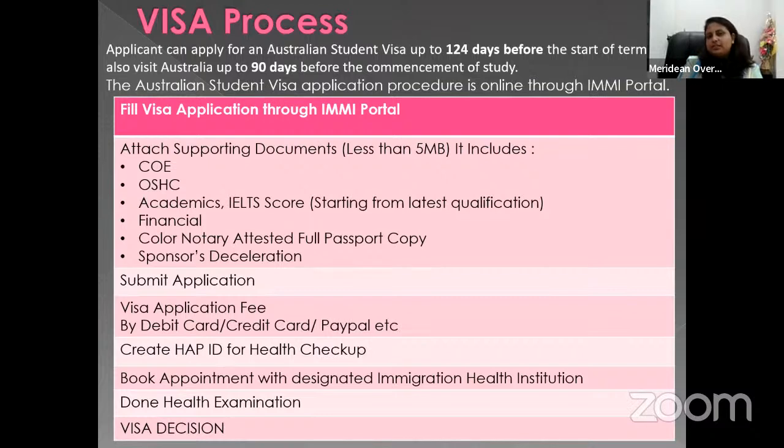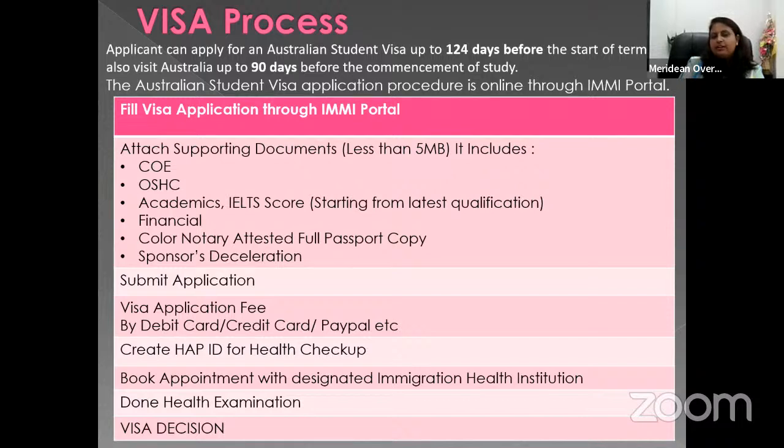So this is the visa process. We can apply for the Australian student visa up to 90 to 124 days before. We apply via the immigration portal, so the visa application process is fully online. With the help of the COE, your overseas healthcare insurance document, your financial documents and your academic documents, we will file the visa. Then after submitting the application, we will pay the application fee, that is 715 AUD.